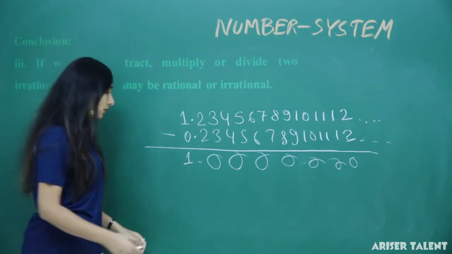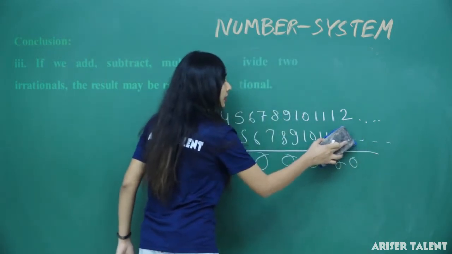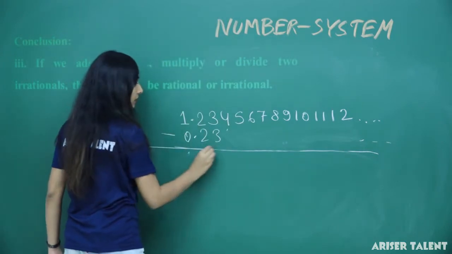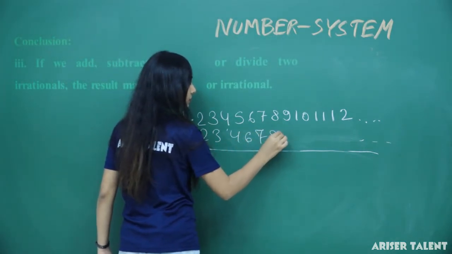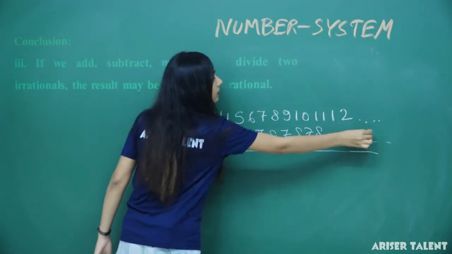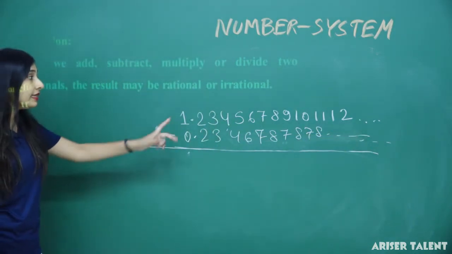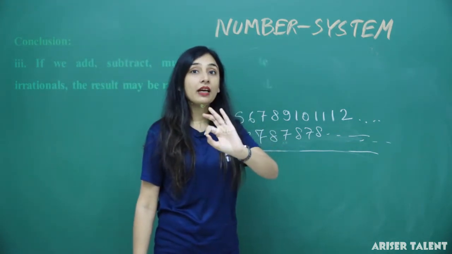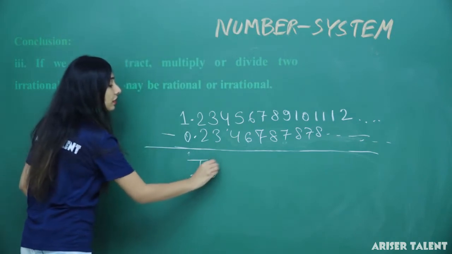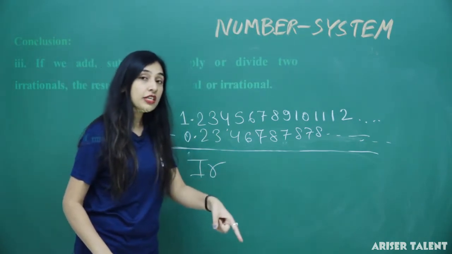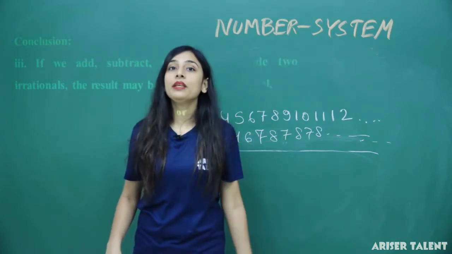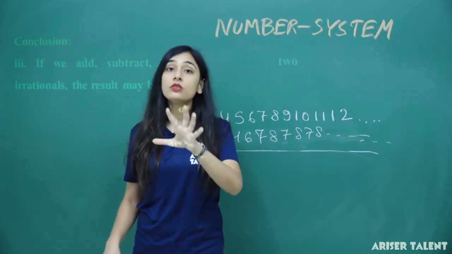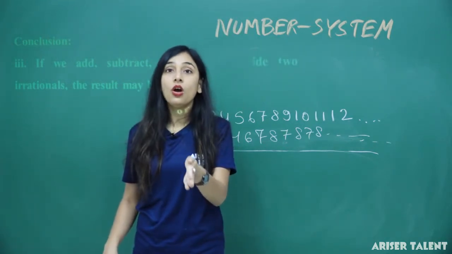Okay. Now I am telling you that this is not my number. My number is something like this. Now in this case I am not getting a rational number, but I am getting an irrational number here. So irrational minus irrational can be a rational number, or an irrational number too. There is no rule that it will be rational or that it will be irrational.